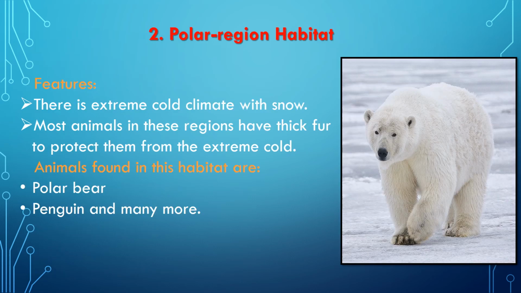So the next habitat is polar region habitat, and this habitat is found in the Antarctica region, and here there is an extremely cold climate with lots of snow, and the animals who live here have thick fur to protect them from the extreme cold condition. And the animals found in these regions are polar bears, penguins, and many more.